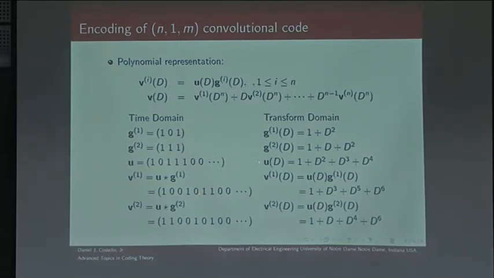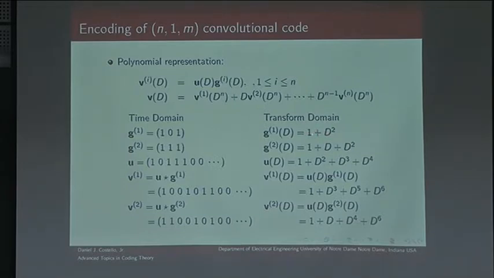And the u of D can be written just as a polynomial like this, where we get 1 plus D squared plus D cubed plus D to the 4th. And the discrete convolution, just like any linear system, you can replace convolution in the time domain with multiplication in the transform domain. So in the transform domain, we just have to multiply the input polynomial by the generator polynomial to get the corresponding output polynomial.